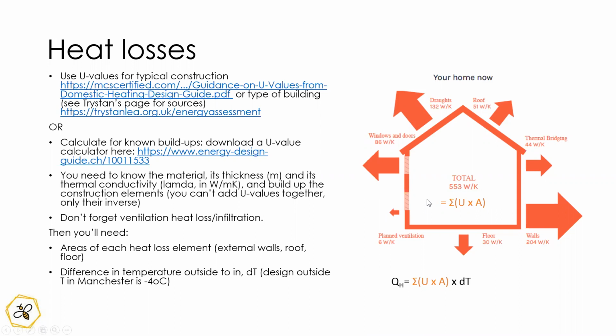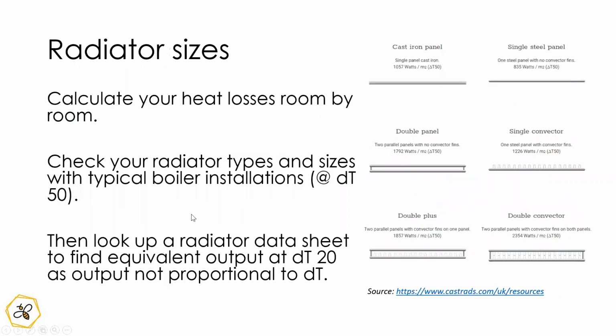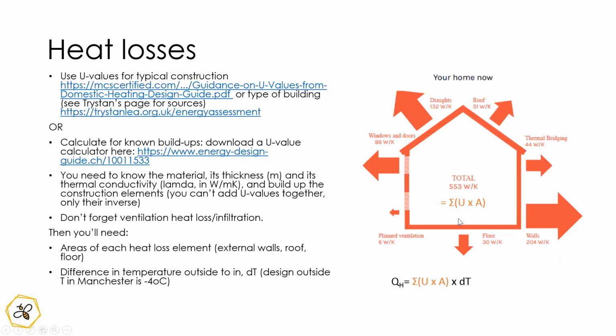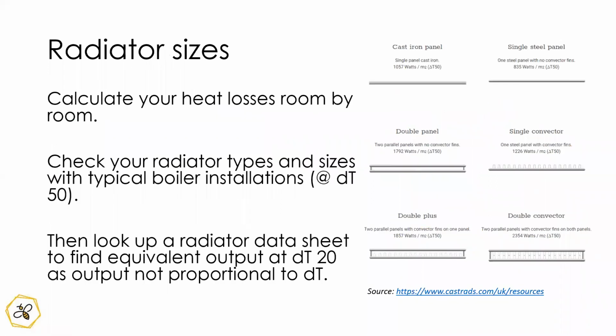So the size of your heat loss would be 24 times, say, 553 in this case, which I think comes to 13 or 14 kilowatts. Then you've got to look at your radiator sizes, and for that you'd have to go room by room and do a similar exercise for each of those rooms.